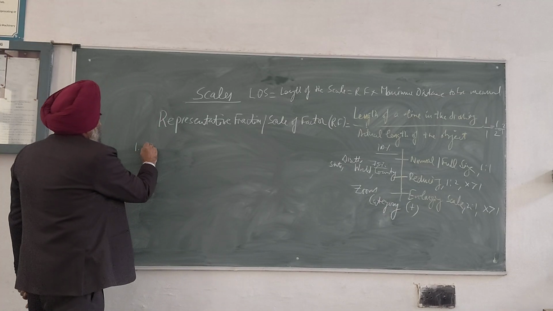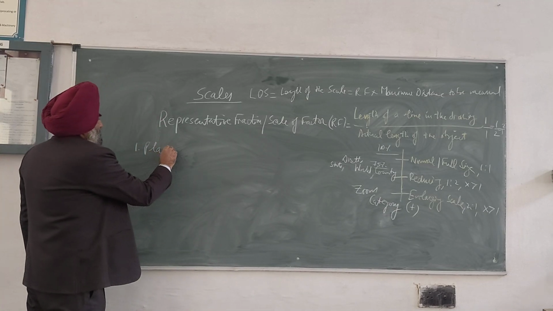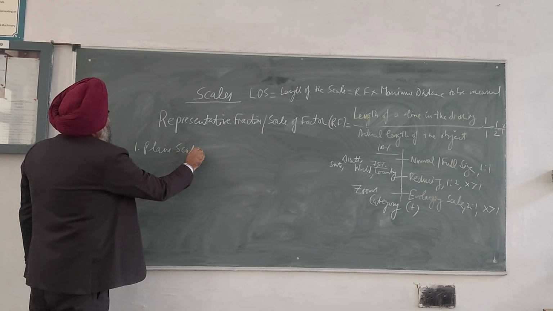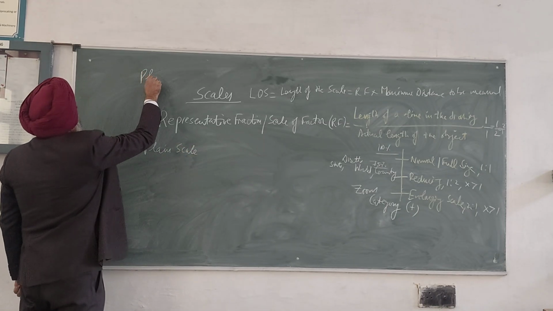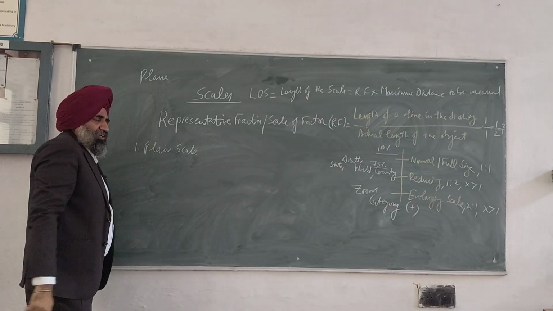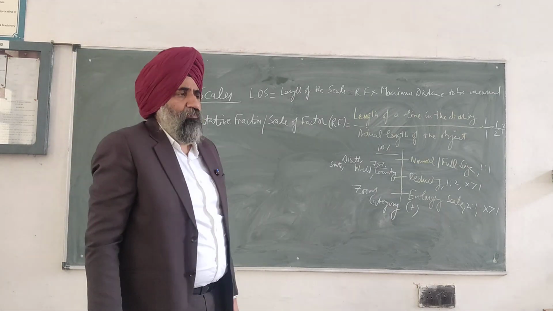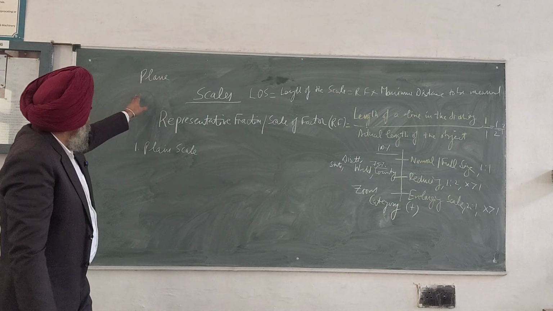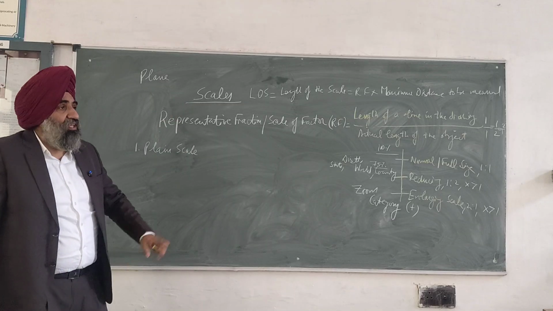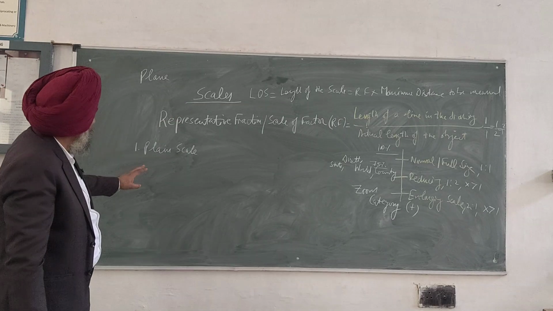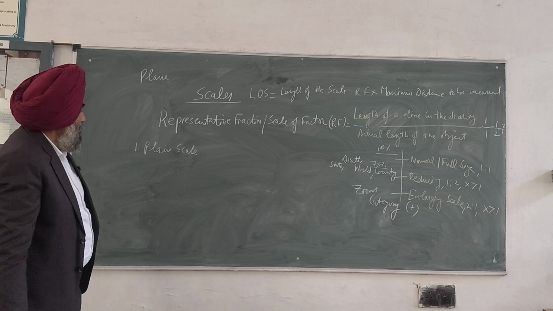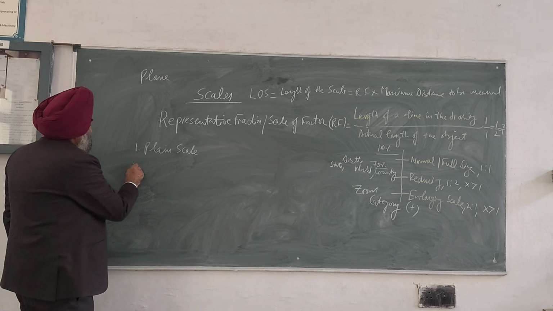One is called a plain scale, PLAIN. We'll find another word, plane, PLANE. We'll discuss the difference between plain and plane in subsequent classes. Here we are discussing only the plain scale.